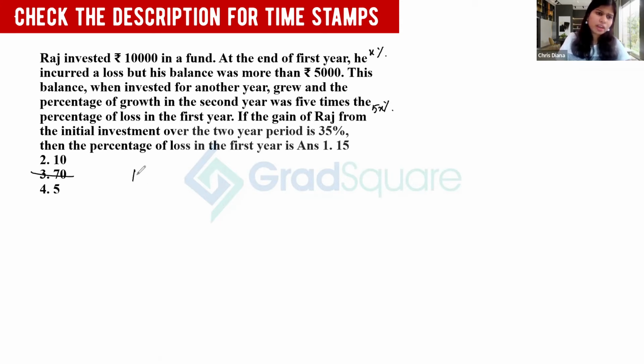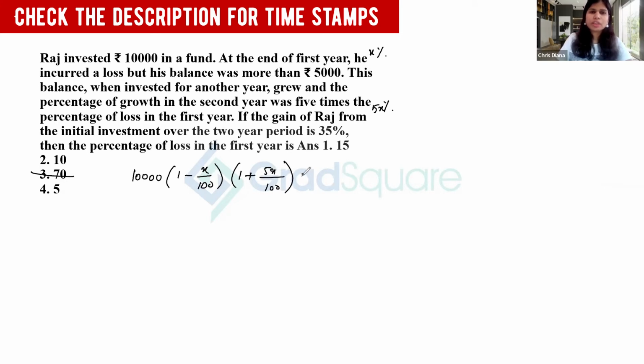So let's see. I had 10,000 invested. Now this grows by this. There's a loss of x%. So this decreases by x%. And now this is the amount for the end of the first year. Now the second year, this amount is going to get deposited, and here there's going to be an increase of 5x%. So the amount will grow to 1 plus 5x by 100 of this whole thing.